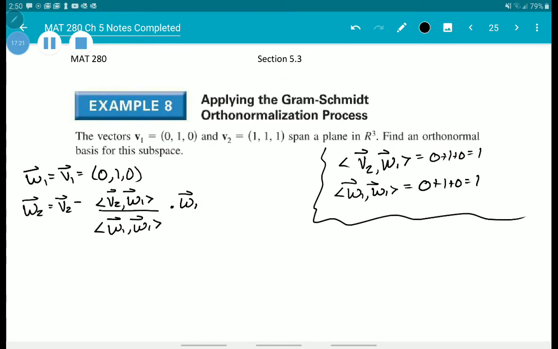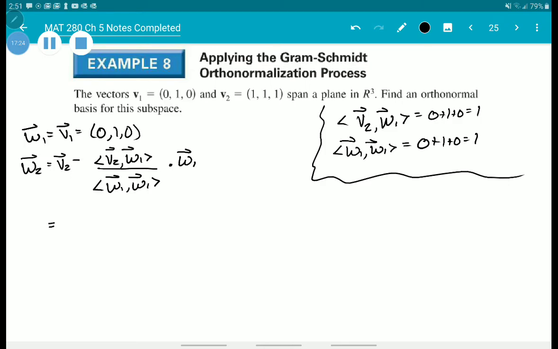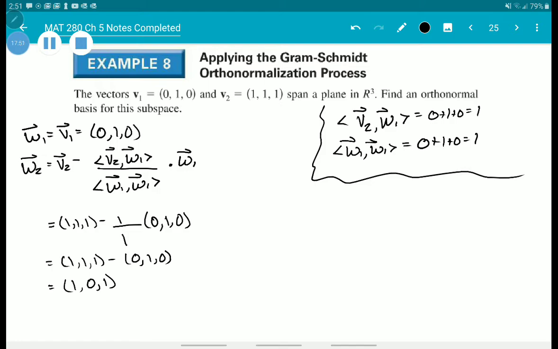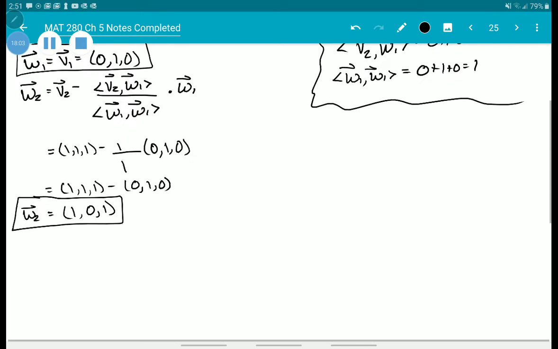So there's some side work. Our second basis vector will be V2 minus the dot product of V2 and W1 over the dot product of W1 and W1 times vector W1. So I get 1, 0, 1. So here are my two basis vectors. These are orthogonal to each other, and it's really easy to see that if we were to find the dot product. But now we need to normalize it.